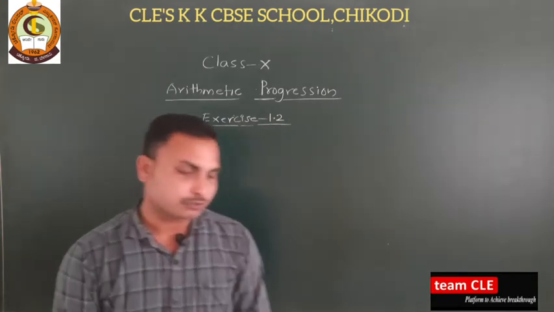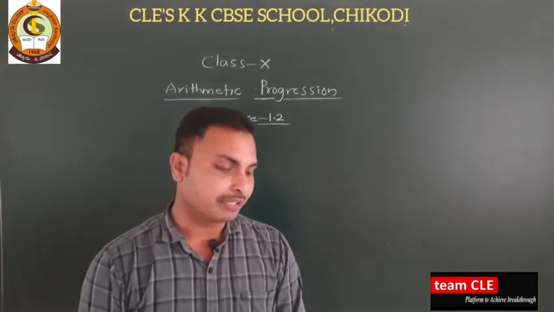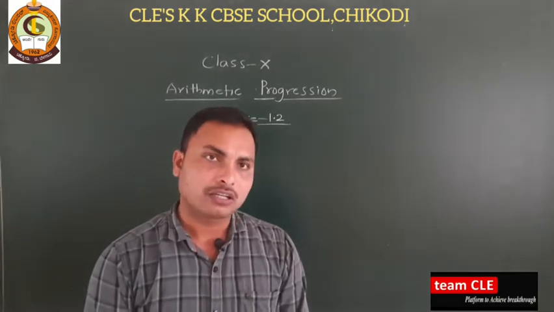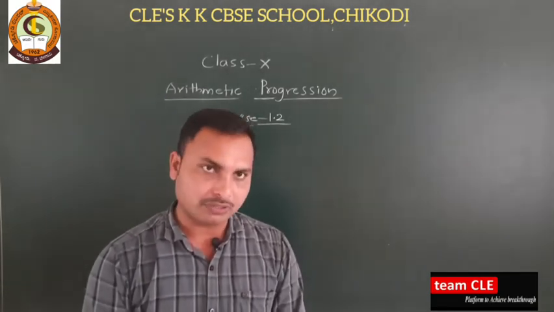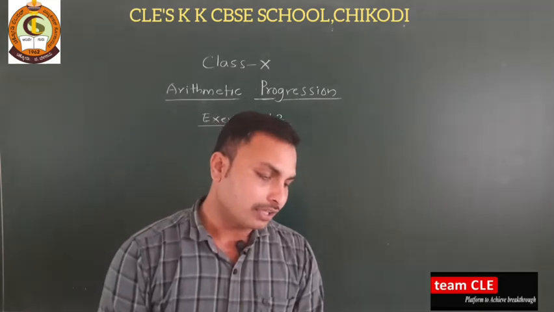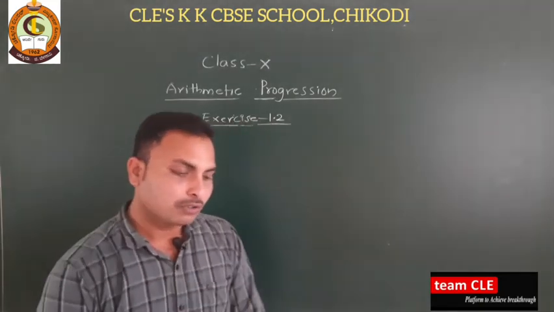Today I would like to discuss with you arithmetic progression of exercise 1.2. Here we have first question: fill in the blanks in the following table, given that A is the first term, D the common difference, An the nth term of the AP.